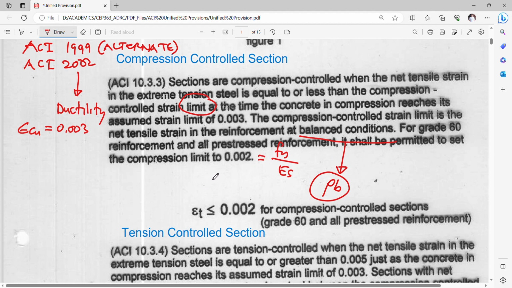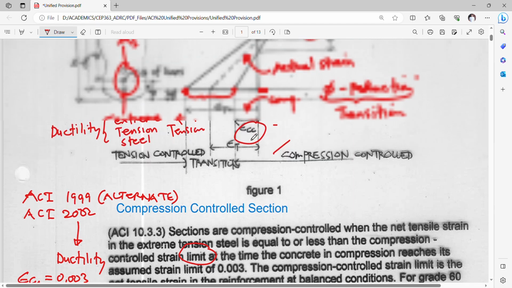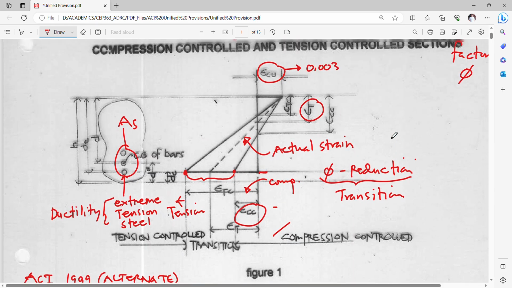And this is the basis for your compression control limit. So perhaps I have shown you this limit in my discussion on how to determine the net tensile strain. So this is the limit, which is equivalent to 0.00.